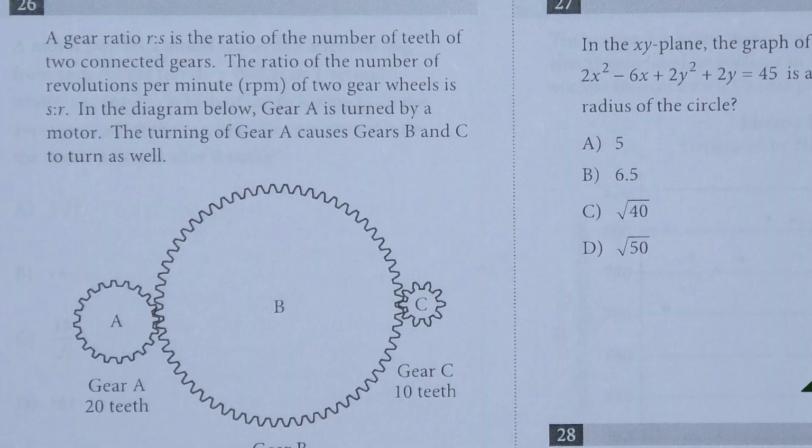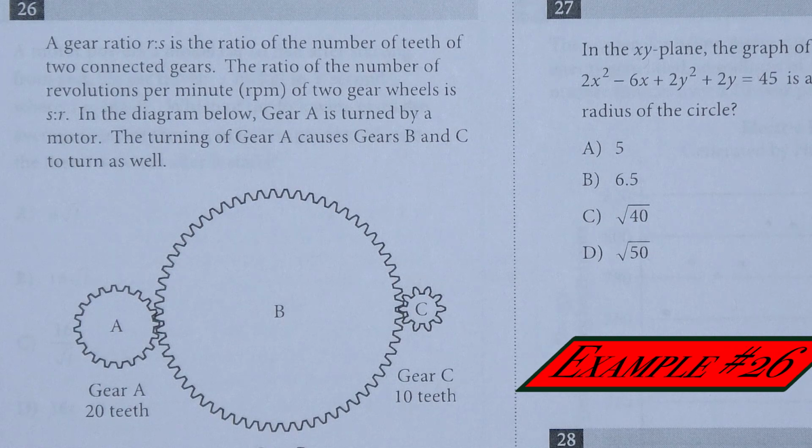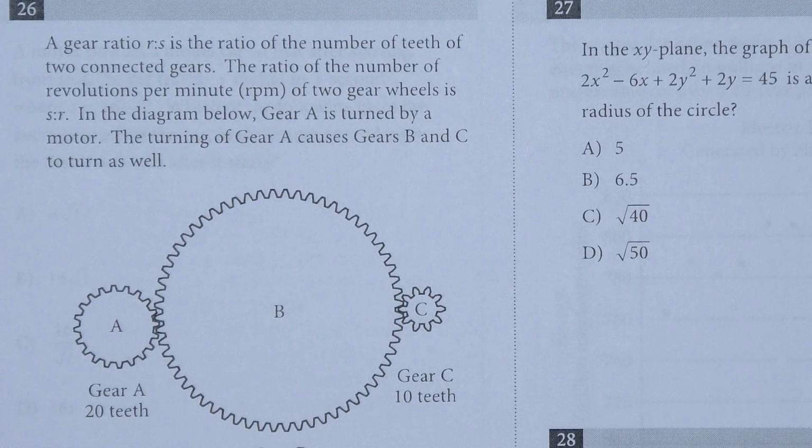A gear ratio R to S is the ratio of the number of teeth of 2 connected gears. The ratio of the number of revolutions per minute, or RPM, of 2 gear wheels is S to R. In the diagram below, gear A is turned by a motor. The turning of gear A causes gears B and C to turn as well. If gear A is rotated by a motor at a rate of 100 RPM, what is the number of revolutions per minute for gear C?